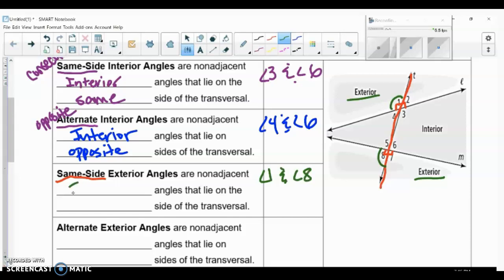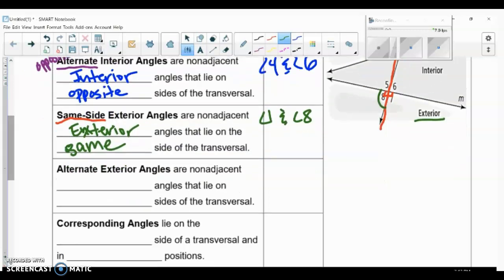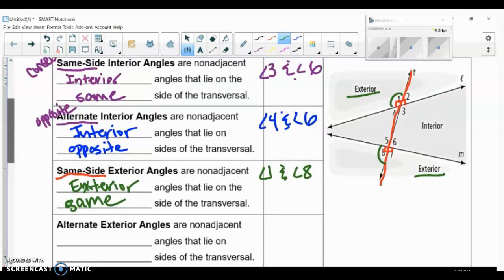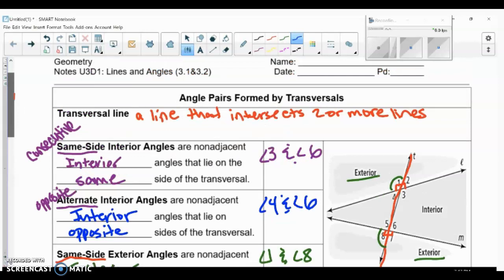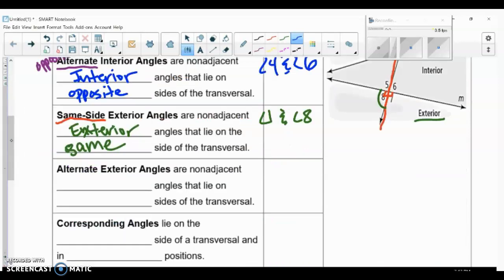So 1 and 8 are exterior angles that lie on the same side of the transversal. And 2 and 7 you could also put as your example. And I guess if you've been paying attention to the other three, you can probably figure out what alternate exterior angles are.